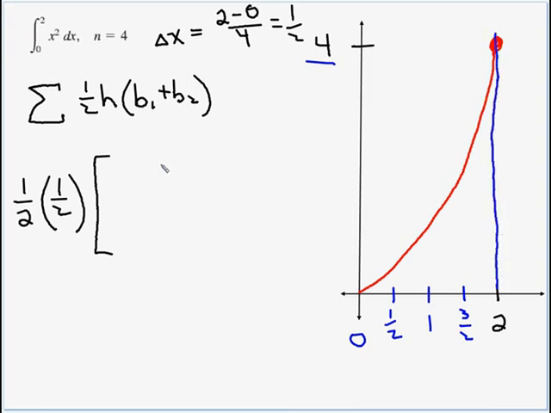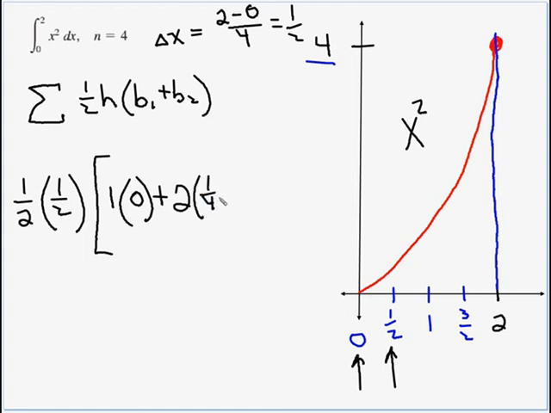Okay, so we take 1 times the first one. So we're going to do f of 0, and remember our function here is x squared. So that goes in, 0 squared is 0. Plus, we're going to have 2 of these, and we throw that into the squaring function. Half squared is a 4th. Plus, we'll have 2 of these. Throw the 1 in, 1 squared is 1. Plus, we're going to have 2 of these. Throw in the 3/2 and square it, and you get 9/4.